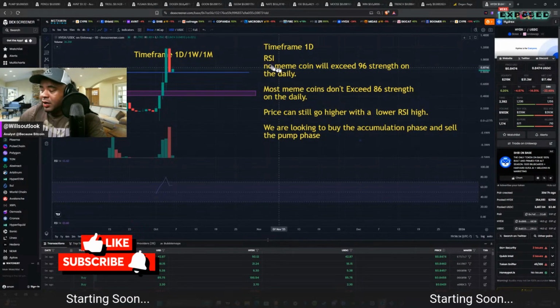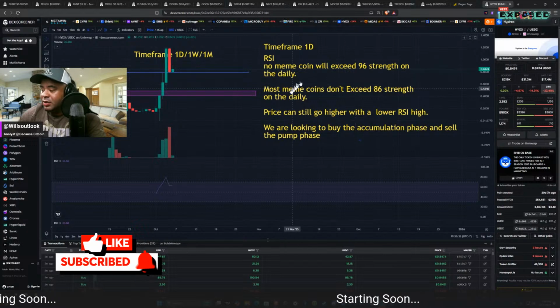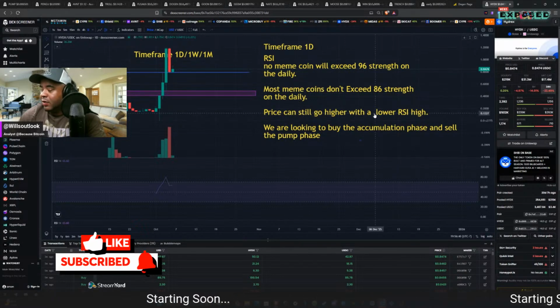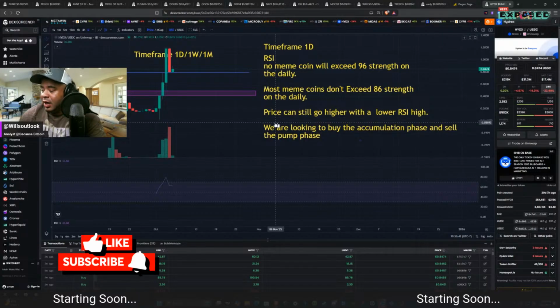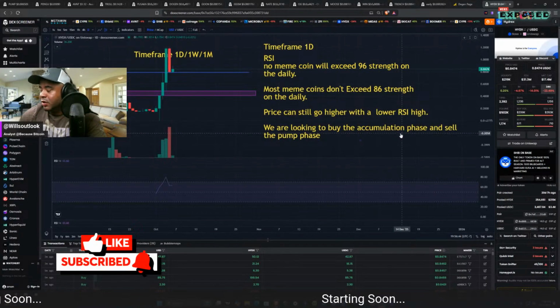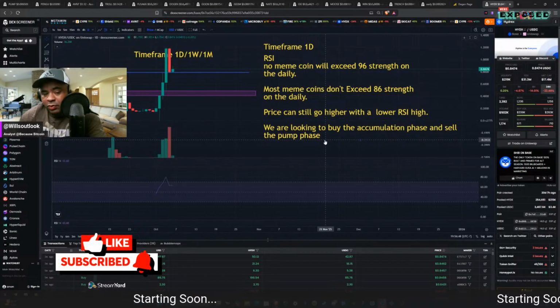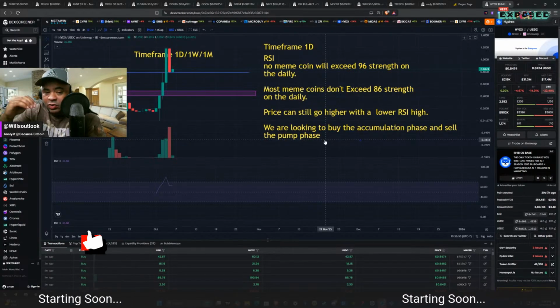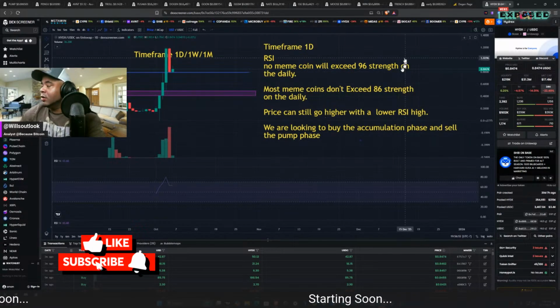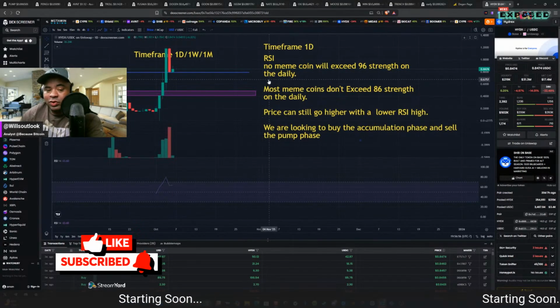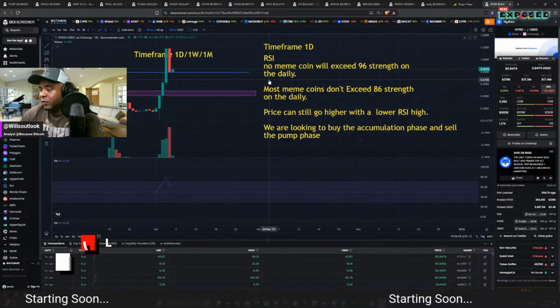So RSI, no meme coin will exceed 96. Most meme coins don't exceed 86. Price can still go higher with a lower RSI high. And we are looking to buy the accumulation phase and sell the pump phase. We're looking to sell into volume, right? We're looking to sell into the buy side volume. So now we'll look through charts and we'll apply all these rules, right? So we'll apply these rules.